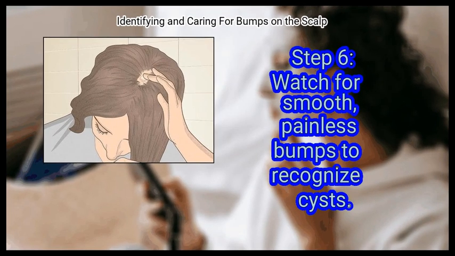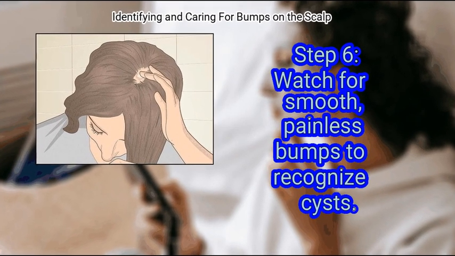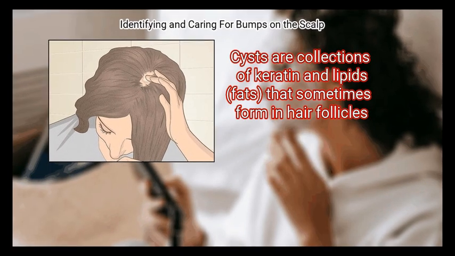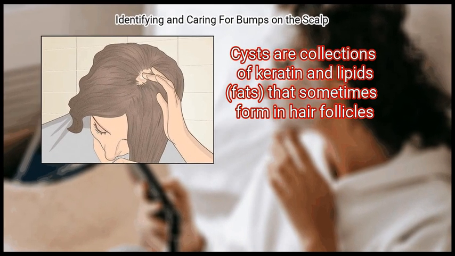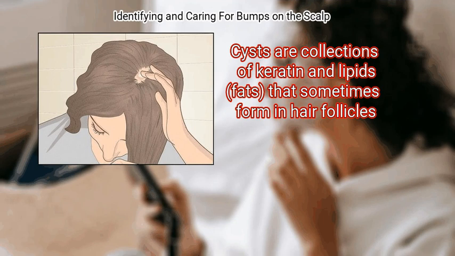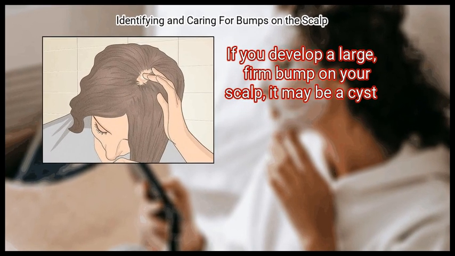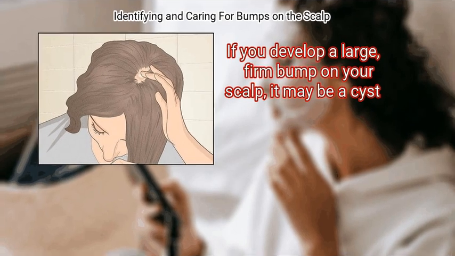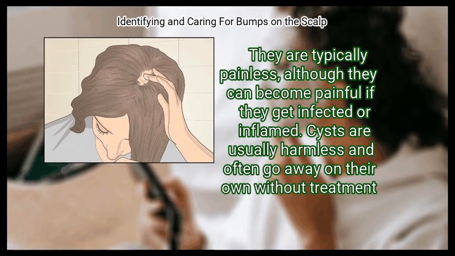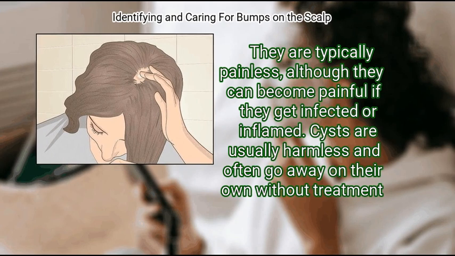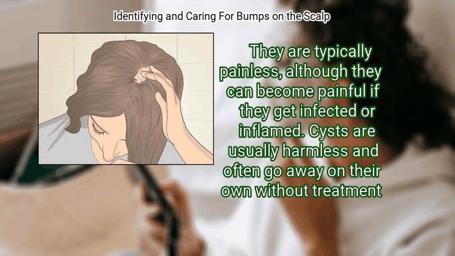Finally, watch for smooth, painless bumps to recognize cysts. Cysts are collections of keratin and lipids, fats, that sometimes form in hair follicles. If you develop a large, firm bump on your scalp, it may be a cyst. They are typically painless, although they can become painful if they get infected or inflamed. Cysts are usually harmless and often go away on their own without treatment.